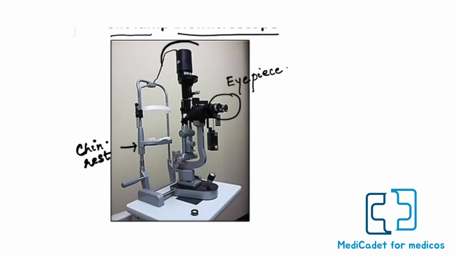And here is your illumination system. This is from where the light is coming. So the chin rest is the place where the patient keeps the chin. Through the eyepiece, the examiner is looking, and through the illumination system, the light is coming, so that you will be able to see the structures.